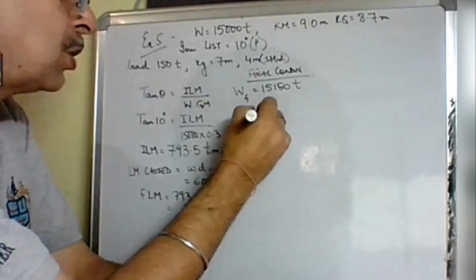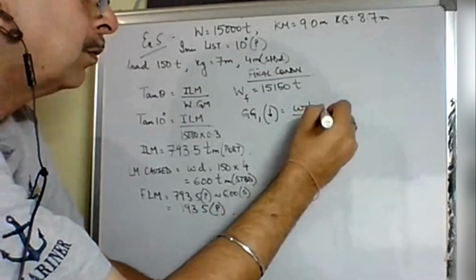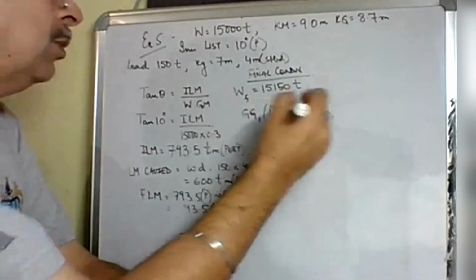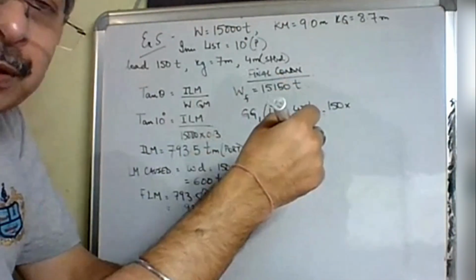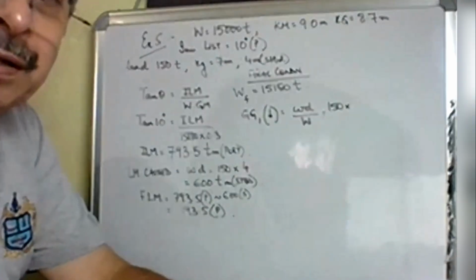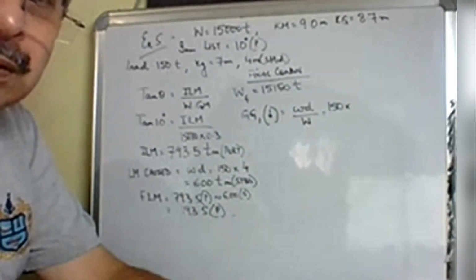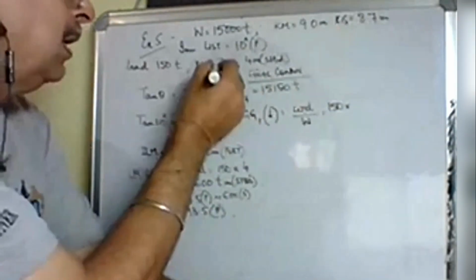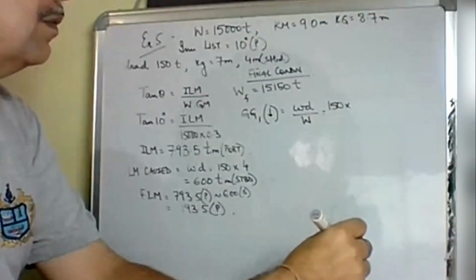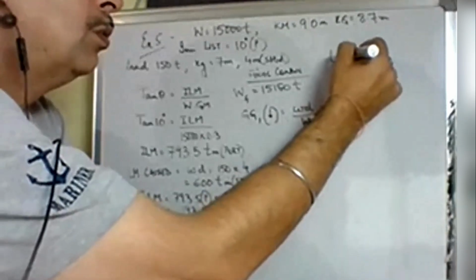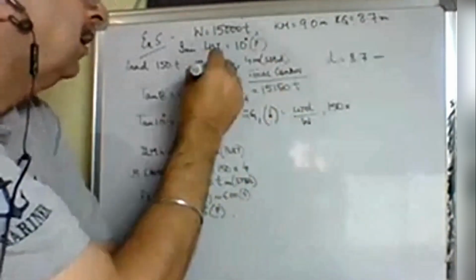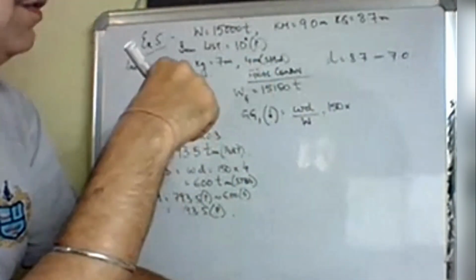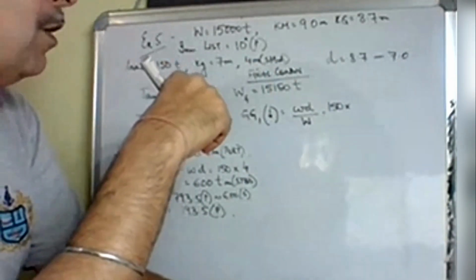GG1 will go in which direction? Sir, down. wD by W. So GG1 downwards is equal to small w 150 into D. How much will be the D? 8.7 minus 7, the difference of the KGs of the cargo and the ship. The KG of the ship and the KG of the weight. Sir, 1.7. Please remember, D is equal to KG of the ship minus the KG of the weight. Supposing this was higher, supposing the KG of the weight was 9 meters, then what would have been the D?